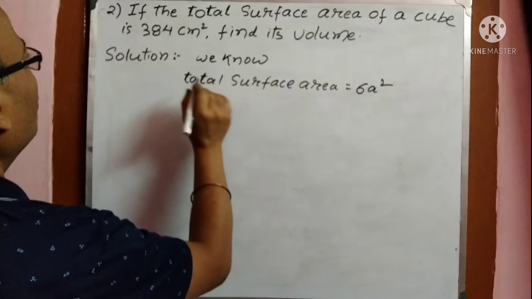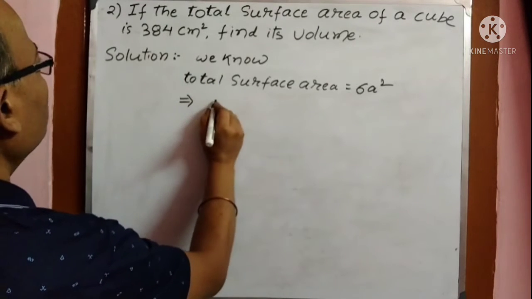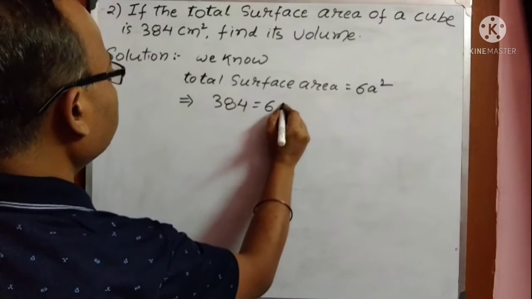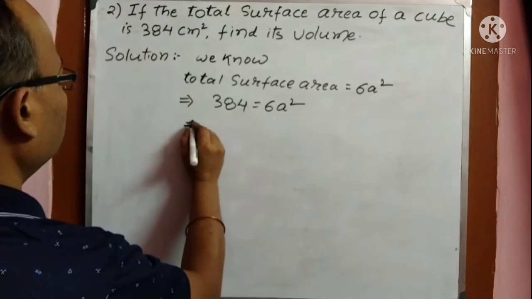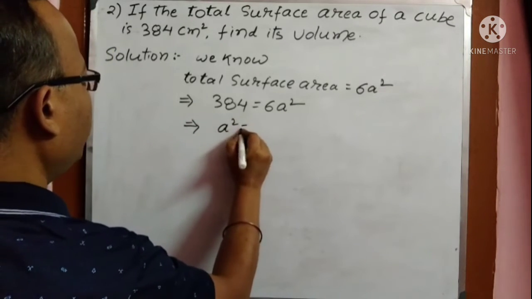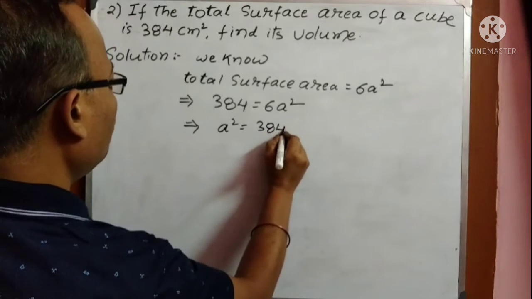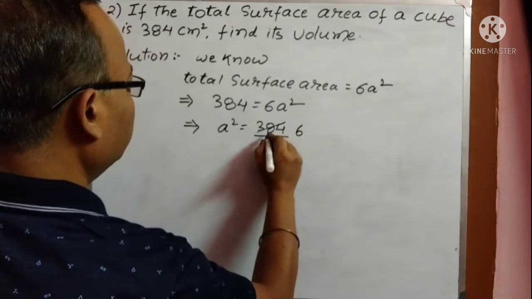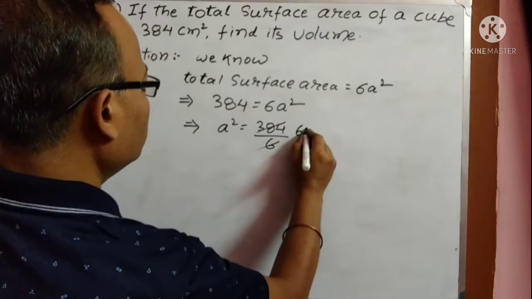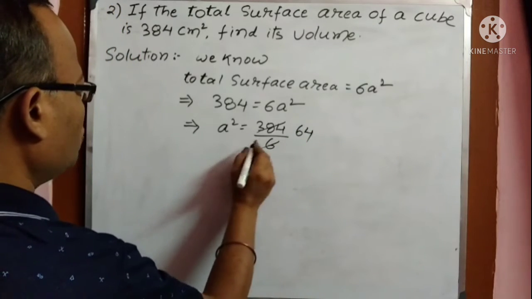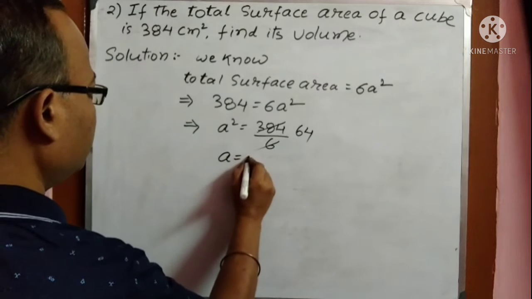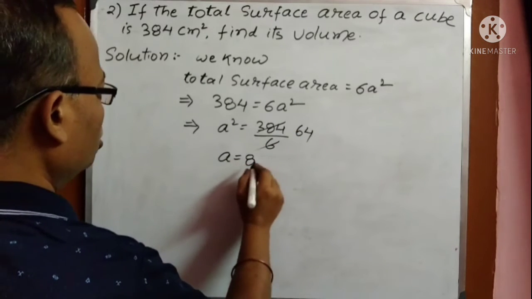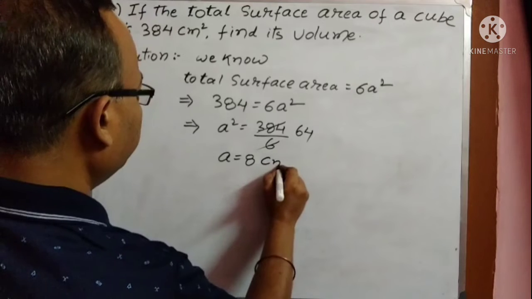So, total surface area is given how much? 384 is equal to 6a square, or a square is equal to 384 by 6. So, cancel it, 6 6s are 36 and 2, 6 4s are 24. So, a square is equal to 64. So, a is equal to 8, which will be square root of 64. So, a is your 8 centimeter.